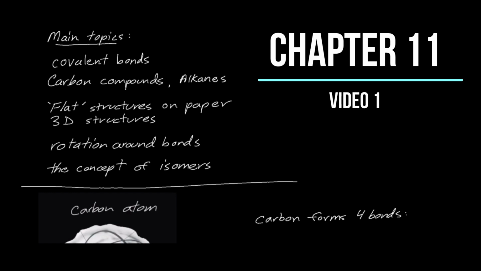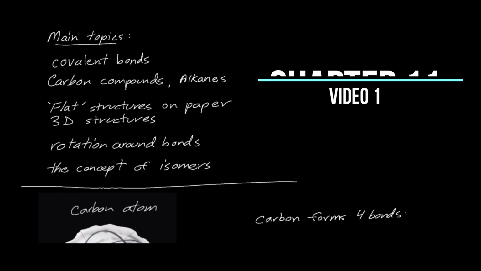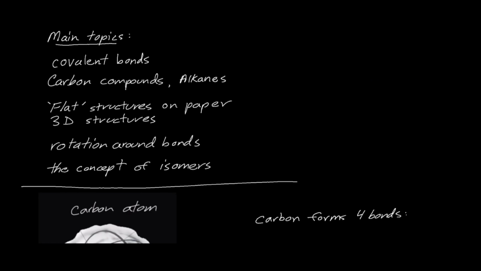The main topics covered in this video that go along with your reading will be initially covalent bonds, hopefully a little bit of review, carbon compounds that we call alkanes, how to look at flat structures of molecules on paper or on screen, how to relate those to three-dimensional structures, and then looking at the properties like how they can rotate, and finally a key concept of isomers.